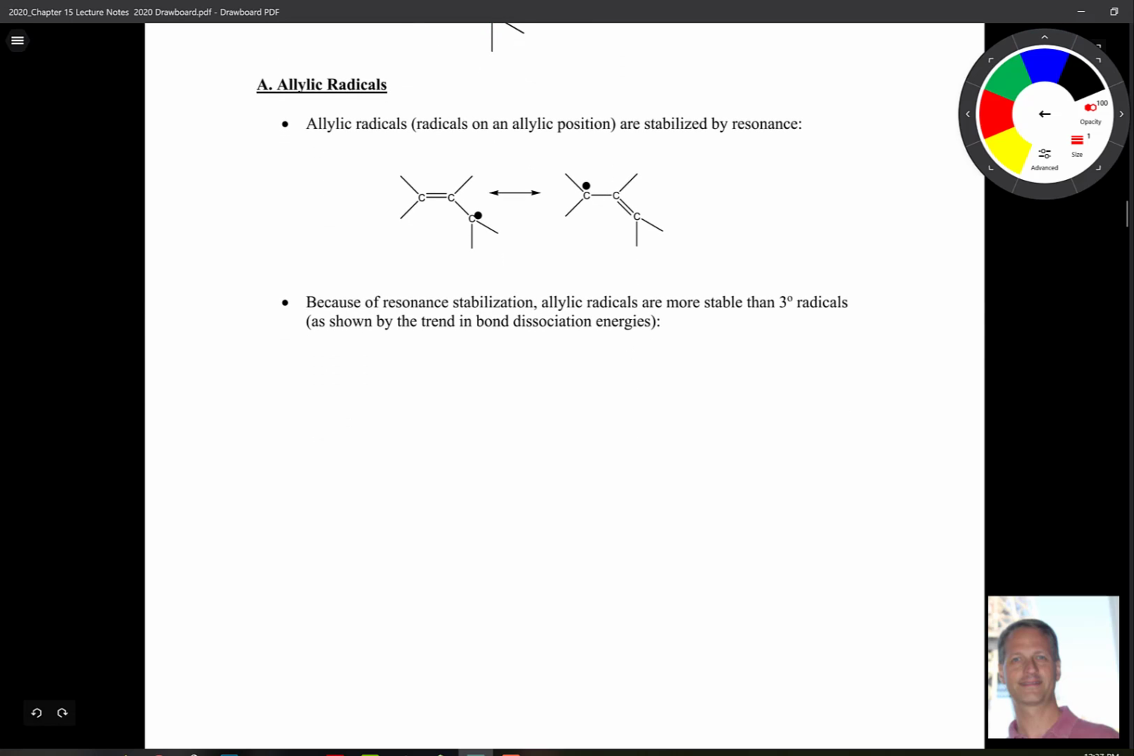If we look down below here, we're going to see those little fish hook arrows again. What you might see is something like this radical forming here, and then this would give us the following resonance structure. Remember, we use those fish hook arrows to show the movement of electrons for a single electron here. Because of that resonance stabilization, allylic radicals are more stable than tertiary radicals.